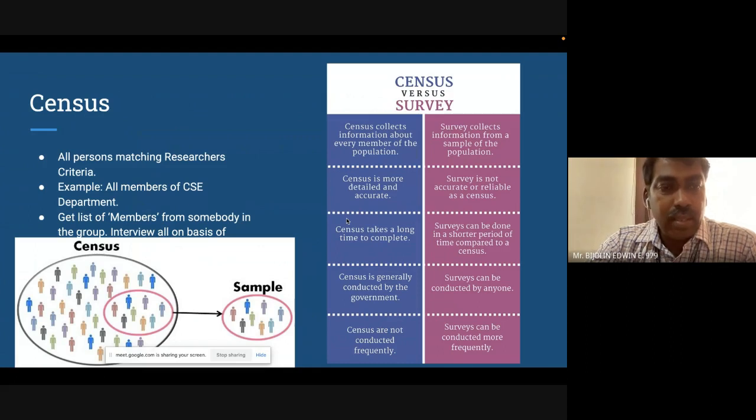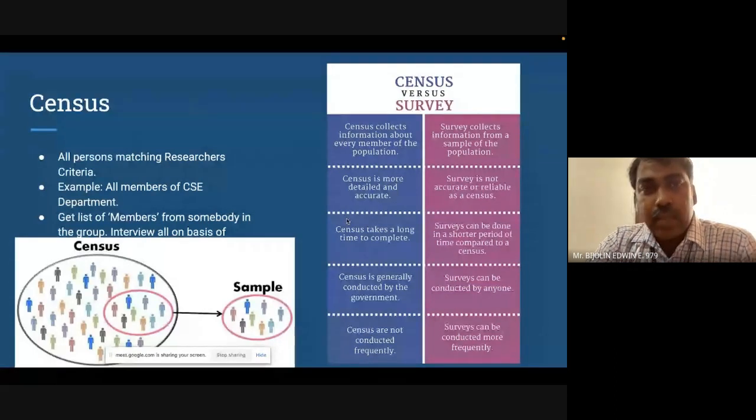And then next is census. All persons matching the research criteria are included, and they retrieve the information based on interest and node connectivity, or as we have discussed, strong ties and weak ties. If there are strong ties, you can categorize the strong-tie nodes under one category and weak ties under another category.